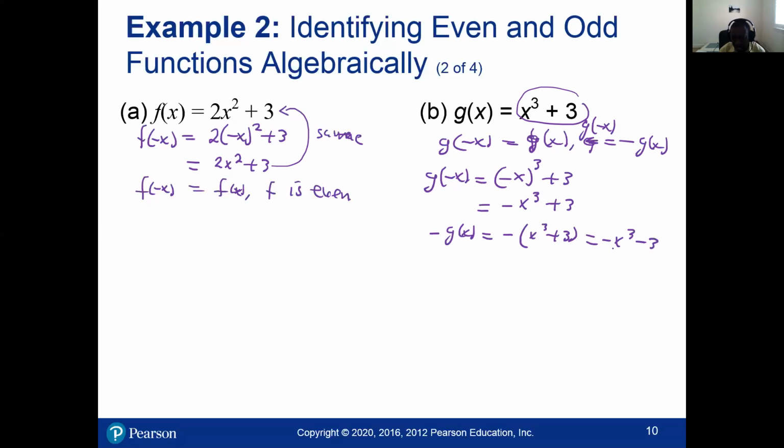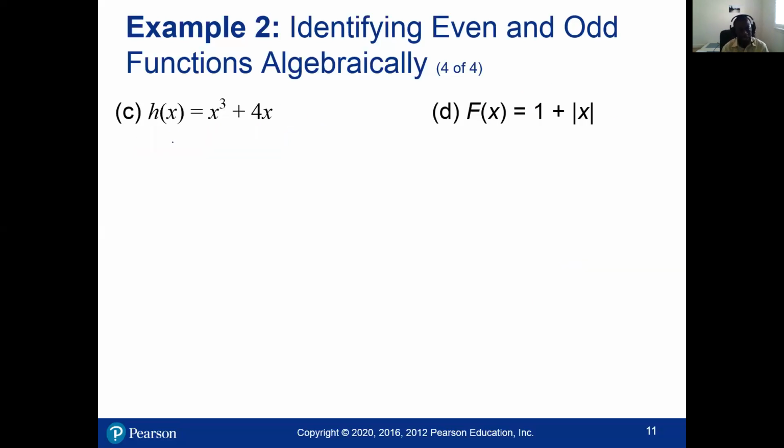Now, you should see this first term is the same, but plus 3 is not the same as negative 3. Therefore, we will say that this function g of x is neither even nor odd. Okay, let's go to the next one.